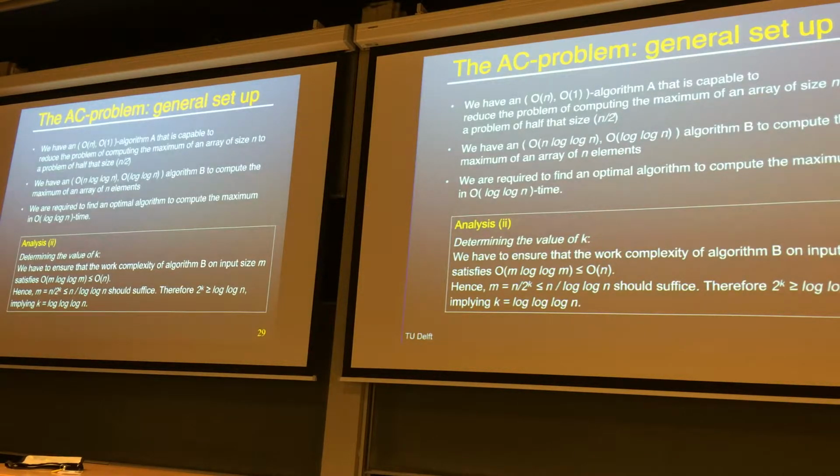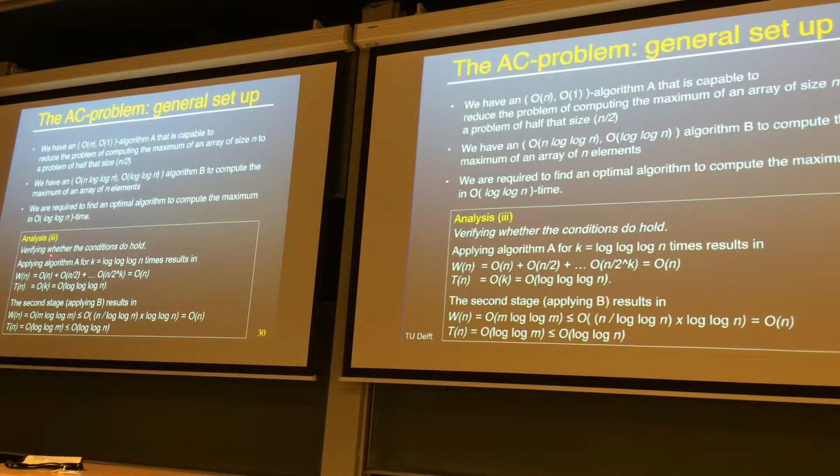So our basic scheme now is apply this algorithm for log n iterations and then apply the final result. Well, verify whether the conditions hold. Applying A for k is log n times results in Wn equals On plus On divided by 2 plus etc. until On divided by 2 to the power k. If you sum this, then of course here you have On times 1 plus a half plus 1 divided by 4, etc. This series converges to a constant, so this is the O of n.